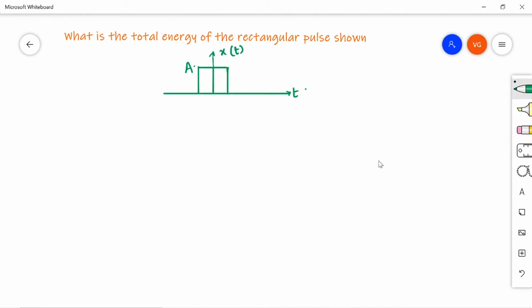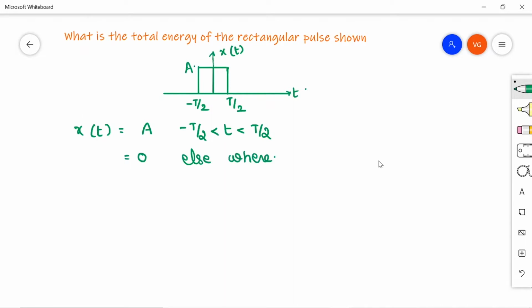The first question here is, what is the total energy of the rectangular pulse shown? So you are given with a rectangular pulse which is extended from minus T by 2 to T by 2 with an amplitude of A. So the given signal x of t can be written as amplitude A from minus T by 2 less than t less than T by 2 and is equal to 0 elsewhere, right? So this is what I can define the signal.